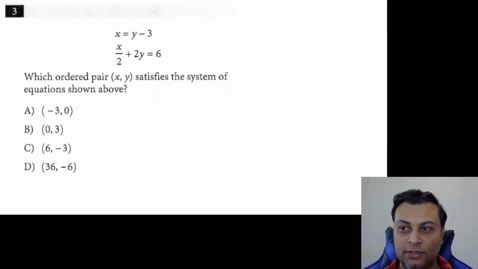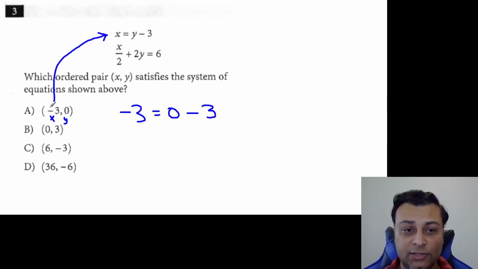Question 3. So we have a system of equations. One way is to solve the system of equations to get the answer. But for these kinds of numbers, it might be faster to plug it in. So let's plug in A into here, where the first number is x and the second number is y. So x, which is negative 3, equals y, which is 0, minus 3. This is true. So A is so far okay.